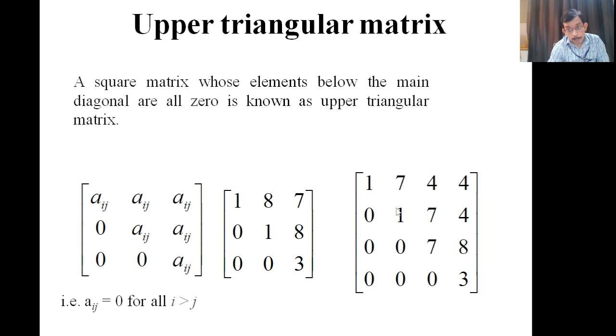In the last example, also see that the triangle is in the upper form, and the elements in the lower form are 0. This is the upper triangular matrix.